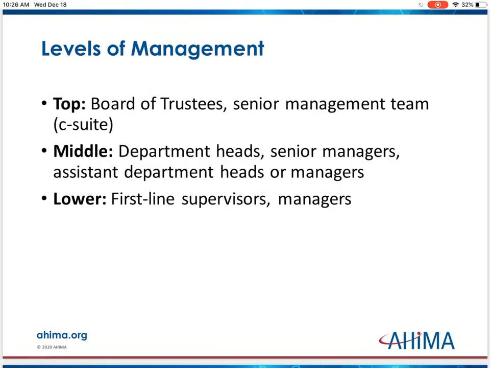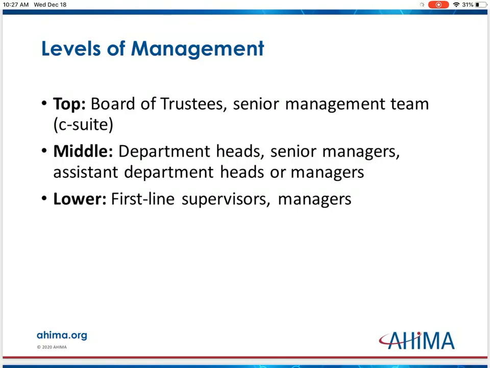Now, let's go back to the top. Top, board of trustees. They are the top dog when it comes to your hospitals. So your board of trustees, and then your senior management team. Your senior management team is what we call the C-suite. All of their titles begin with the C. CEO, COO, CFO. So those people like your chief executive officer, your chief operating officer, your chief financial officer, those are all top level management positions.